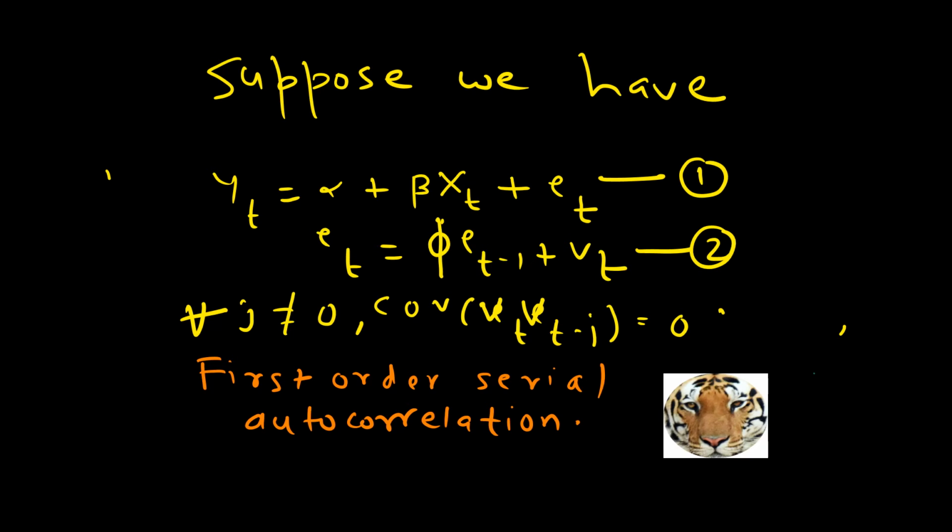In this model, the error term ET is serially correlated, as you can see from equation 2. ET is equal to phi ET minus 1 plus VT, where VT, however, is serially uncorrelated. That is, VT is uncorrelated with its past or future values. This model is called a model of first order autocorrelation.